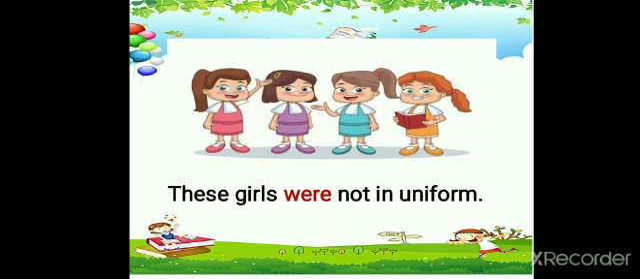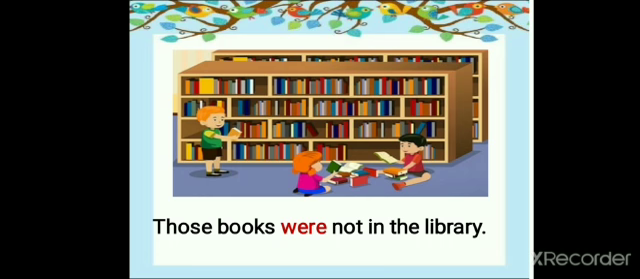We have also learned in the rule that with these and those, we will always use were in the past tense. So let's see the next two sentences. These girls were not in uniform. Those books were not in the library. I hope you all have understood all these rules very nicely. Now it's time to practice.